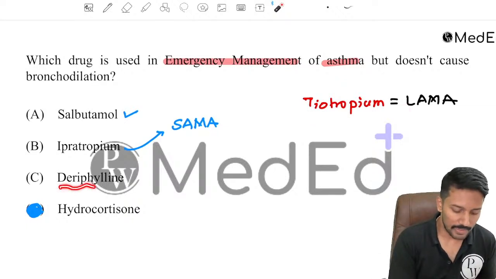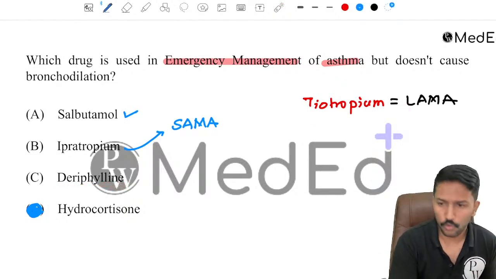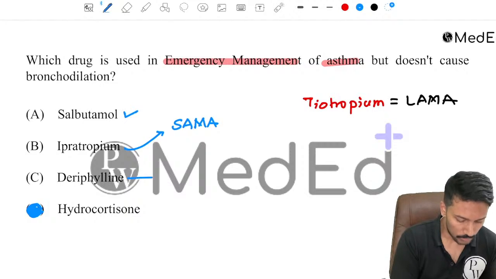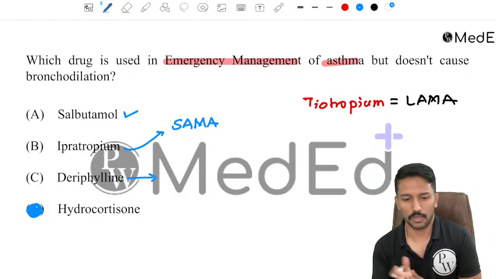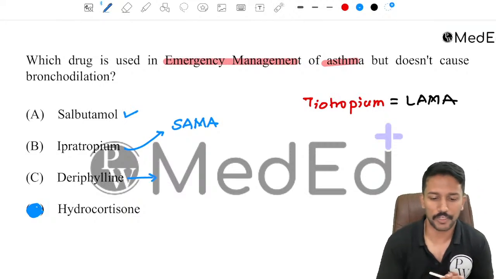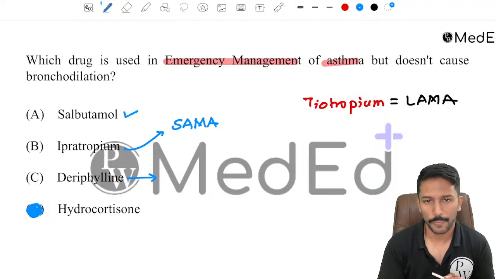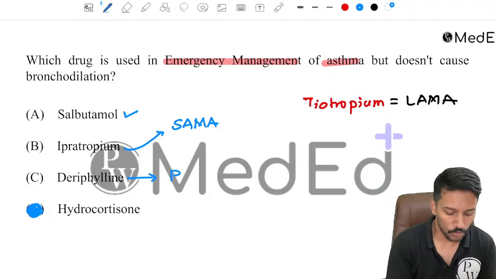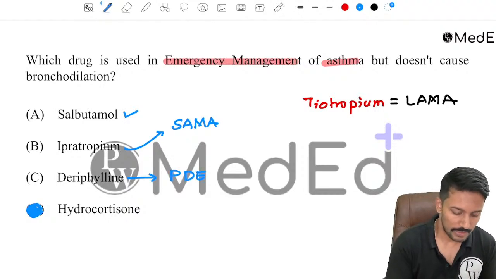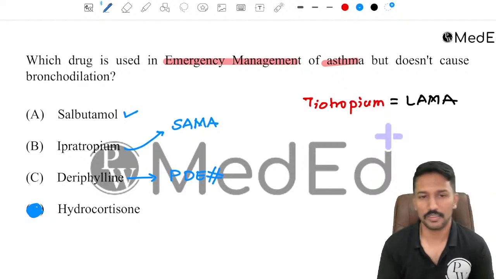Okay. Now what is the mechanism of action of deriphyllin? We no longer use it. It was used once upon a time in acute asthma conditions. What is the mechanism of action? It is a phosphodiesterase inhibitor.